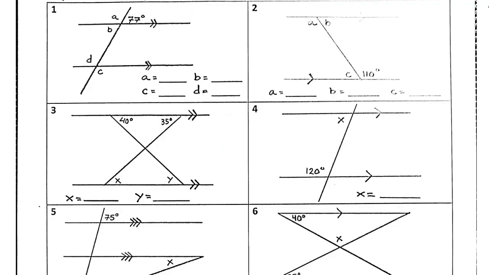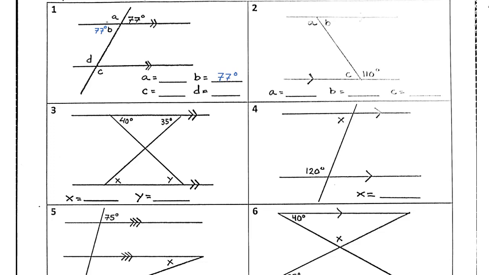Okay, let's do a few here. Looking at some questions. This first one's pretty simple, and you could really use the Z rule, the F rule, the C rule, it doesn't matter. So let's first remember opposite angles are equal, right? So if this is 77, B is also 77 degrees. So we got that. What else could we figure out?